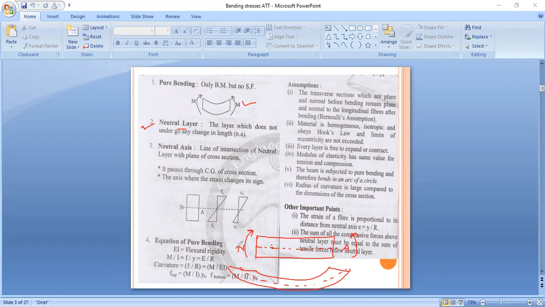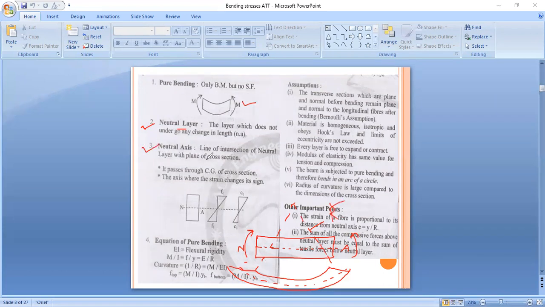Neutral layer. And suppose I join these two parts. This is called R, that is the radius of curvature. We will see this part in the next slide. So radius of curvature. After that, next concept, neutral axis.